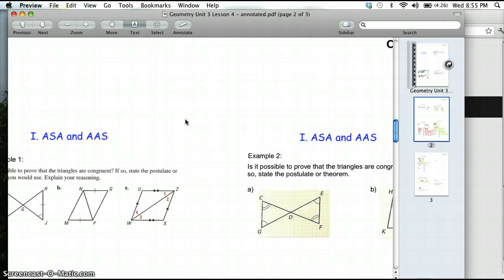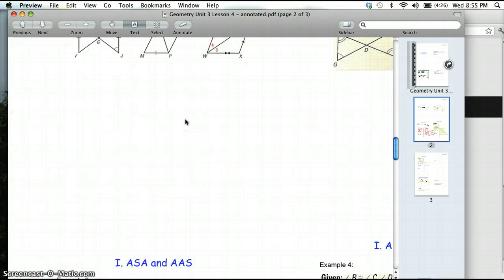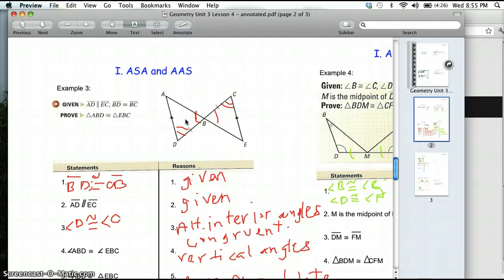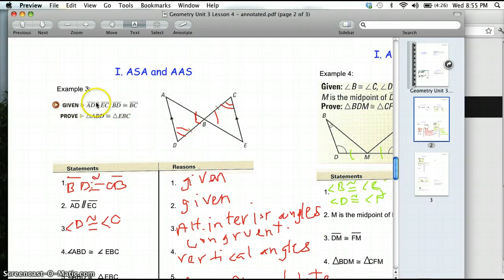So let's look at two examples. I'm going to first look at the angle, side, angle theorem. It's given to us right here that side AD is parallel to side EC. That's what this little symbol here means. It means parallel, not congruent, parallel. And it was also given to us that side DB or BD is congruent to side BC. So that's given to us.